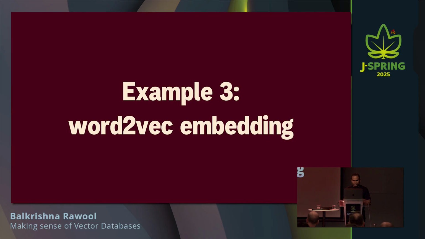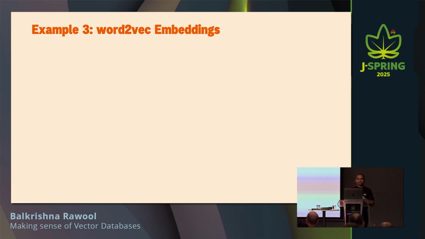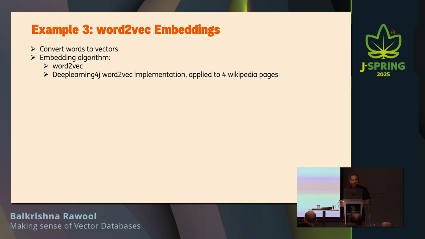We're going to test Word2Vec in this example. What we're going to do is convert words into vectors. The embedding algorithm that we'll use is Word2Vec. More specifically, it will be the Deeplearning4j Word2Vec implementation applied to 4 Wikipedia pages.